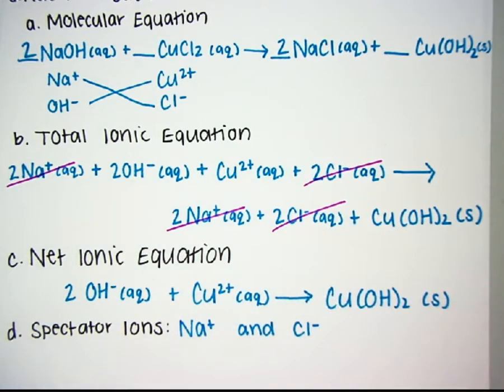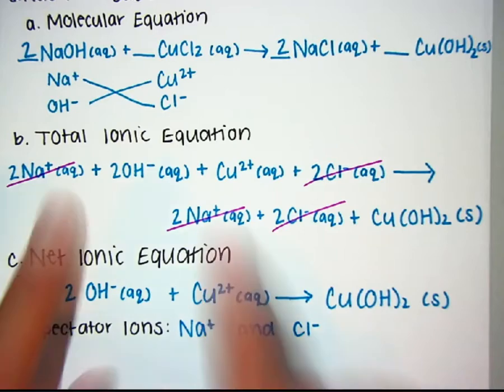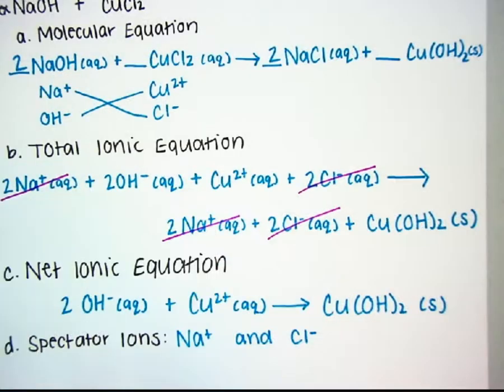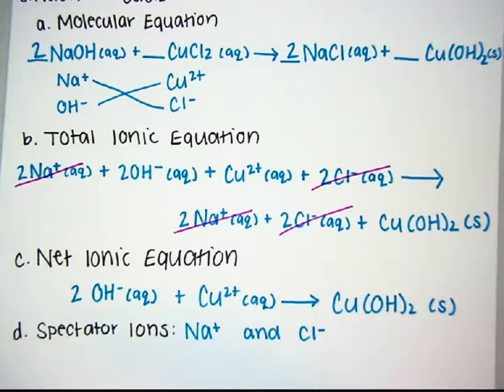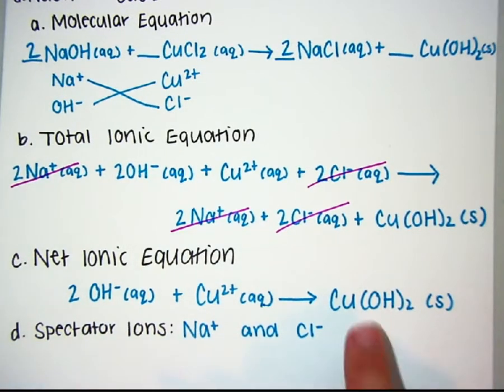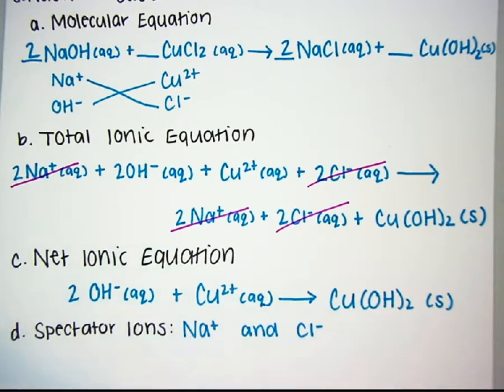So if we were to do this reaction in the lab and we are mixing 2 aqueous solutions, we would be mixing 2 solutions together and a solid would be forming. Copper and hydroxide are involved in that reaction. They are reacting to produce the solid. Sodium is not involved in the reaction and chlorine is not involved in the reaction, so we would call them spectator.